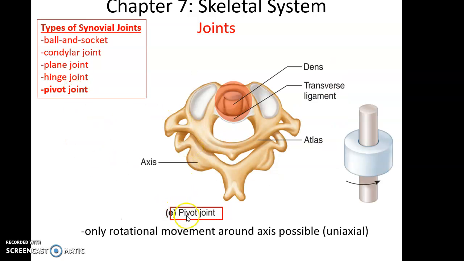Okay, then we have pivot joints. Pivot joints have one piece of bone with another bone coming around it, and this allows for rotational movement around that axis. So in this case, the axis's dens is forming the axis of this joint, allowing rotational movement. And this is a uniaxial kind of movement.